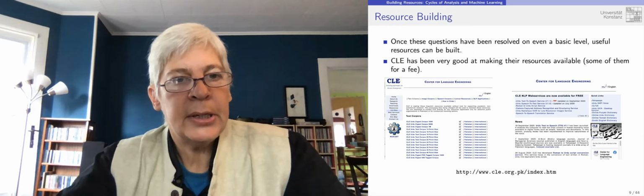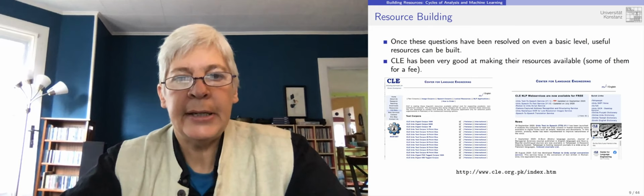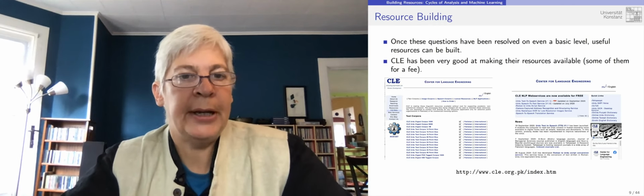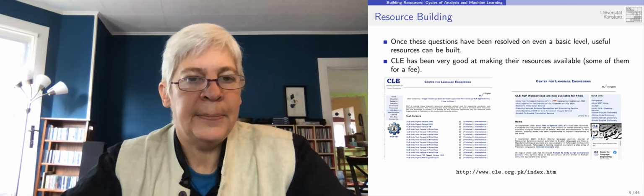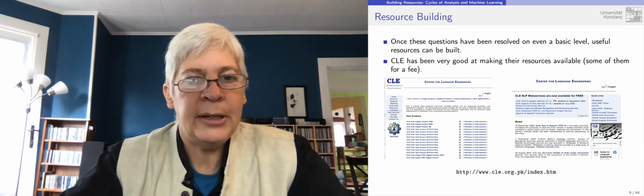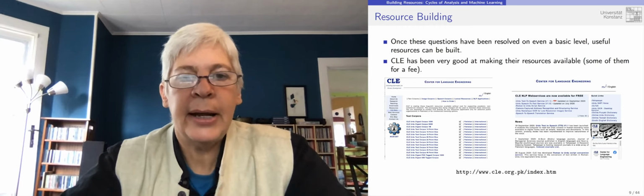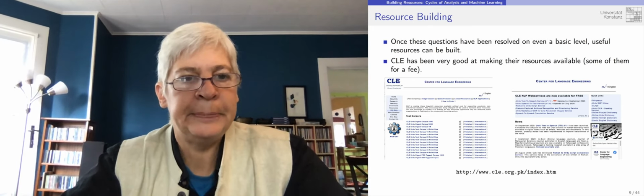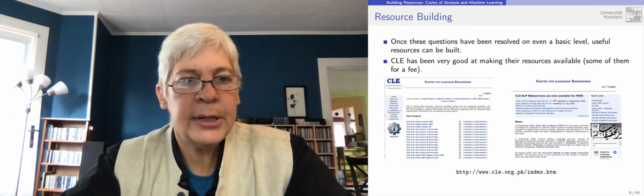So once these questions have been resolved on even a basic level, you can build useful resources. And here linguists tend to want to do a lot more deep analysis of the language and wait for many years until they've understood everything. But you can actually build good NLP applications once you've just got some basic useful design decisions done. And this has been the case in the CLE collaboration that we've had.